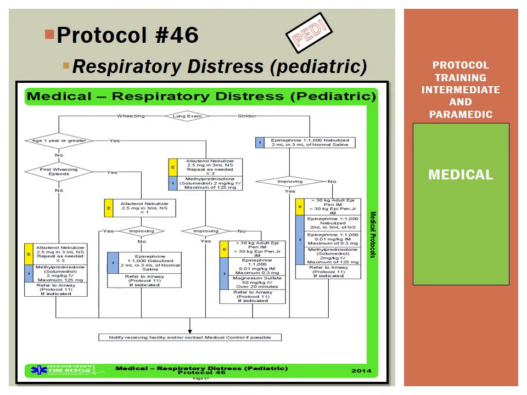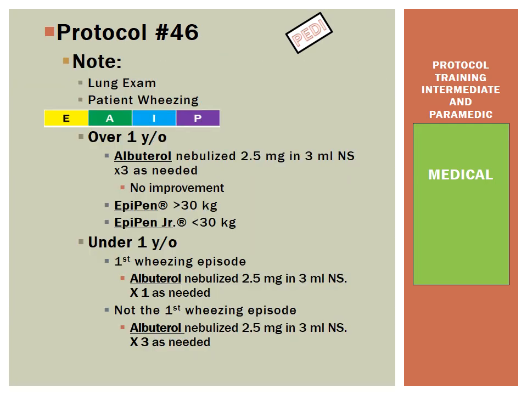Protocol 46 is our respiratory distress pediatric protocol. And again, it's broken down between a wheezing and a stridor patient. Wheezing is broken down further as to whether or not the patient is under 1 year of age, or whether or not this is their first wheezing episode or this has happened before.